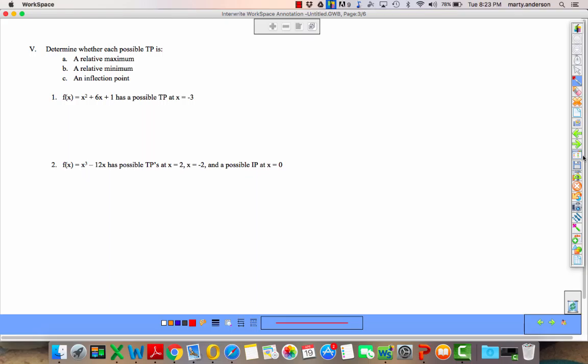Okay, determine whether each possible turning point is a relative maximum or a relative minimum or an inflection point. And when we're talking about the slopes to the left and the slopes to the right, all we are talking about is the derivative, because we're talking about slopes. Take the first derivative.